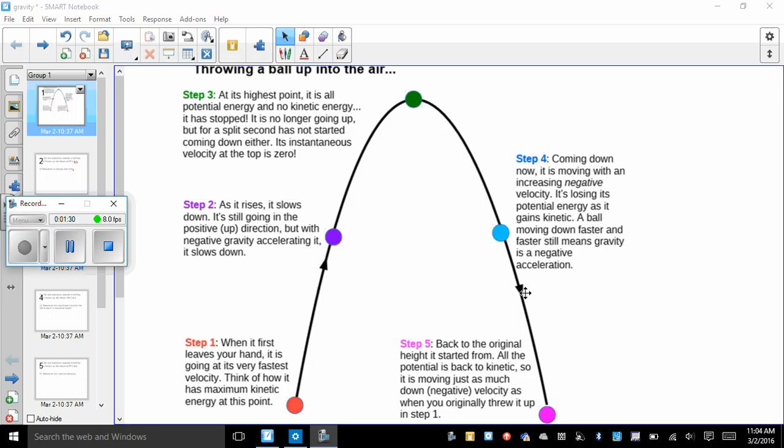Back at the original height it started from, all of the potential is back to kinetic, so it's moving at its very fastest speed. It is moving just as much down as it originally was when you threw it. So if you threw it at 3 meters per second, it's going to come down at negative 3 meters per second. Okay, so that's a good diagram to think of how acceleration due to gravity affects throwing a ball.